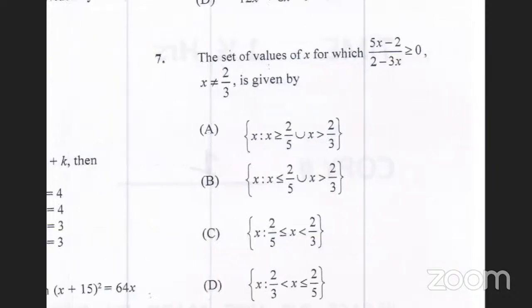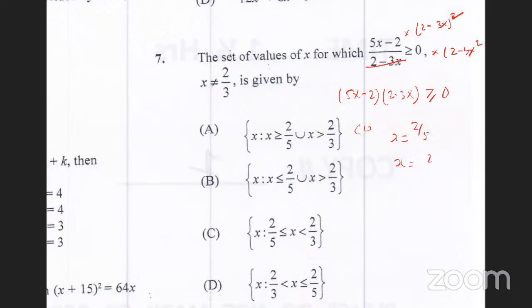Next one here. Right, the set of values of x for which x minus 2 over 2 minus 3x is more than or equal to 0. So what we do here, we multiply both sides, right, by the conjugate squared. Right, the right hand side will be 0. Right, the left hand side is cancel, and you'll get 5x minus 2, 2 minus 3x.